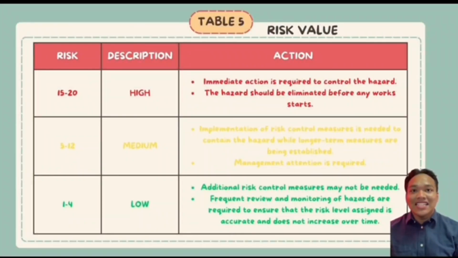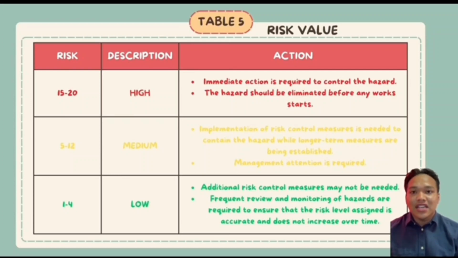For the next slide is table 5. Table 5 is about risk value. The risk value for 15 until 20 is high. So the action we need to do is immediate action is required to control the measure, and the hazard should be eliminated before any work starts.